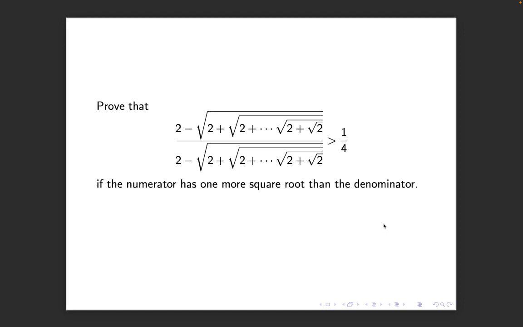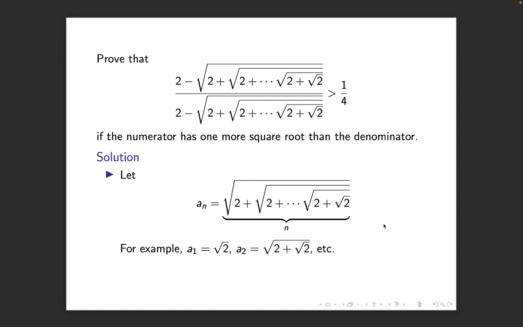than 1 over 4. Alright, so the first thing that we will do is we will introduce this notation, a_n. We have n terms here, which is the same as n square roots. So for example, if n is equal to 1, a_1 will have a single square root, so it will be square root 2. When n is equal to 2, we will have 2 square roots, so a_2 will be the square root of 2 plus square root 2, etc.